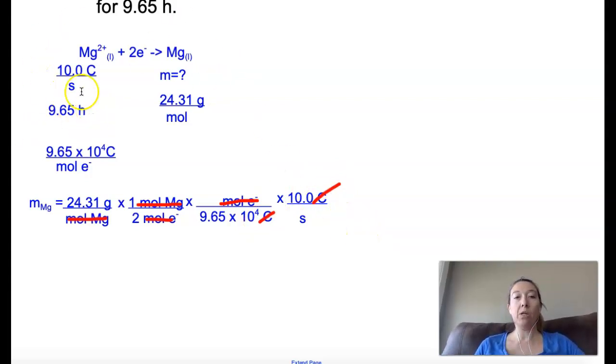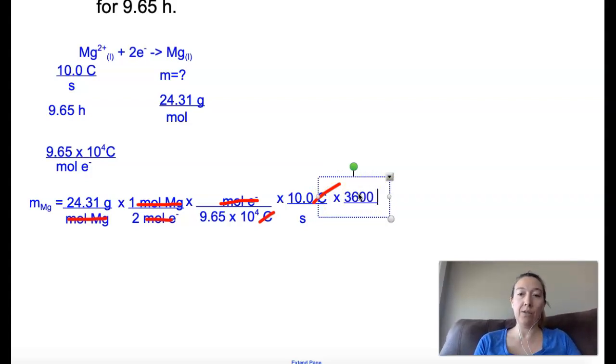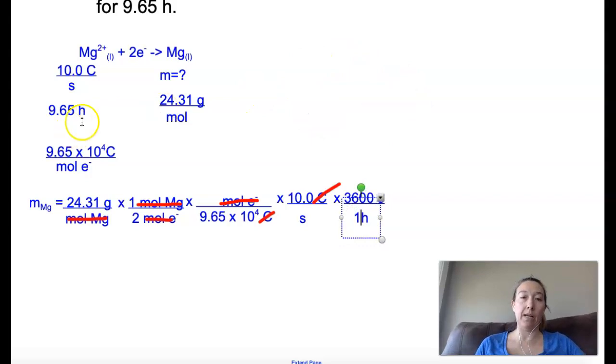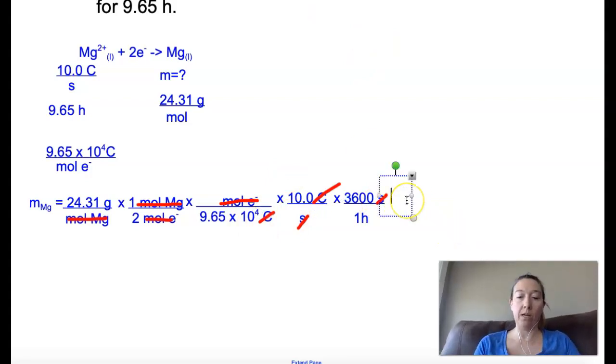The only problem is my time was given to me in hours, but that's okay because hopefully you know how many seconds are in an hour. You should know there's 3,600 seconds in every hour. If you want to do this conversion somewhere else, sometimes you like to do the conversion beforehand and throw the seconds in here, you can, but it's still a good idea to make sure you are showing that work somewhere. So now our seconds are gone. We need to get rid of hours, so now we can times by that 9.65 hours, and hours goes away.